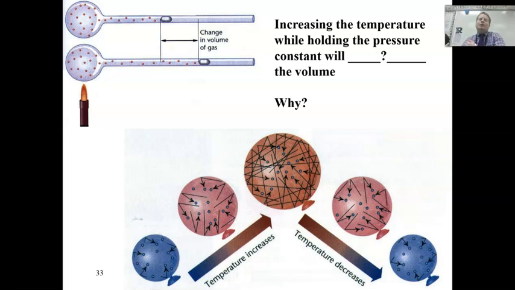So this law that we're about to look at relies on the pressure and the number of moles being constant, and we're changing T and V, temperature and volume. So the answer is that temperature and volume are directly proportional.